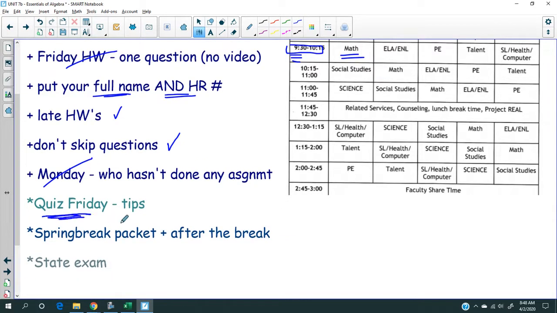Quiz Friday tips. I don't know why I wrote tips. What do I have to tell you? Don't skip any questions on the quiz. Oh, I know. Guys, don't get too worked up with the quiz. I do want you to take it seriously, but don't put any more pressure on yourself than you have to. Just treat it like it's an assignment. So take your time, use your notebook, and write things out.